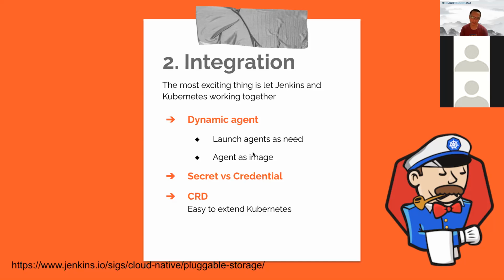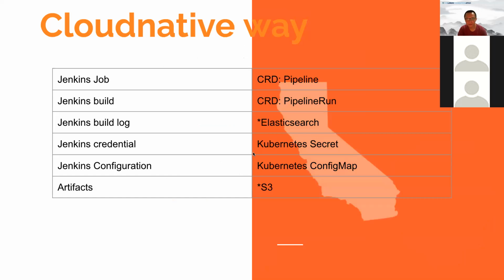If you integrate Jenkins into Kubernetes, you can just edit or create a secret, and it will help you to have a credential to use. The last one is CRD. This is a pretty easy way to extend Kubernetes. Of course, I will have an example in KubeSphere DevOps of how to extend Kubernetes with Jenkins.